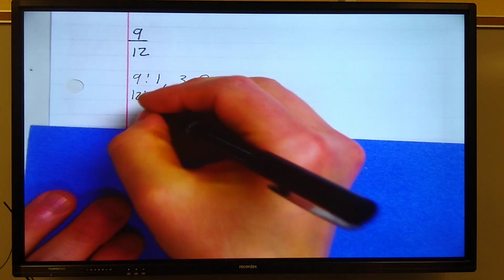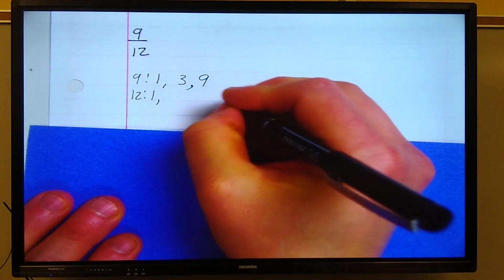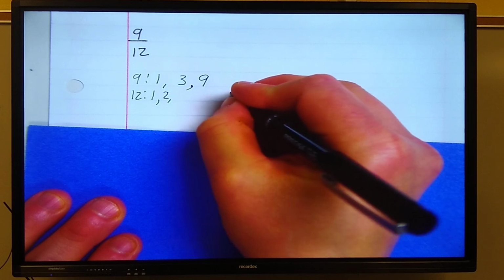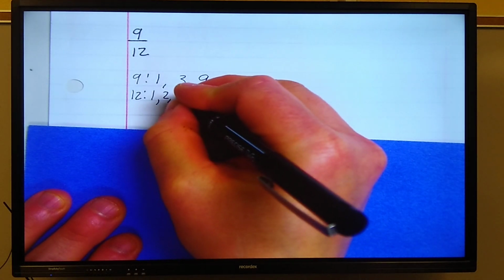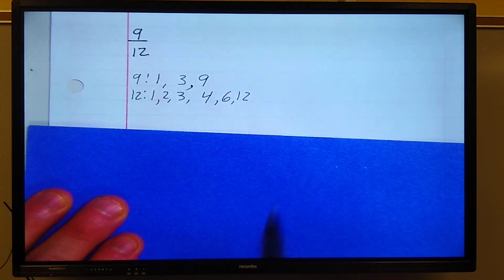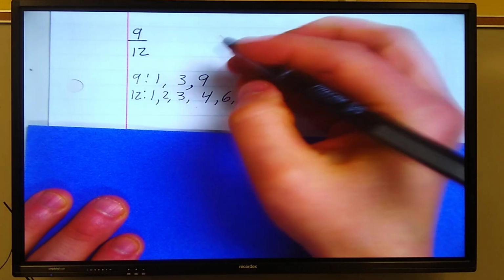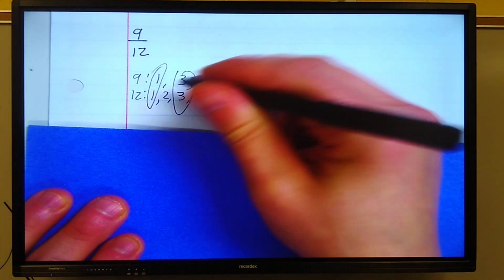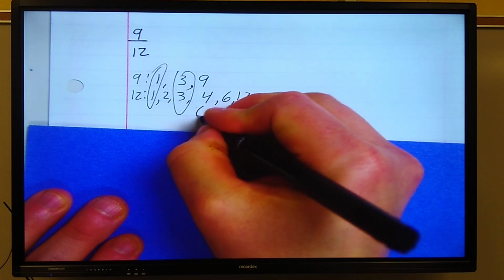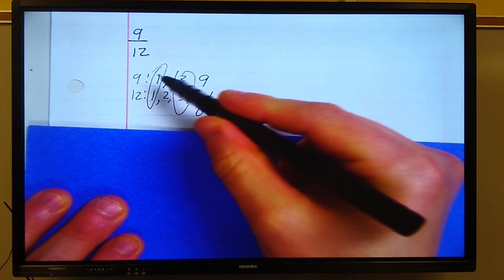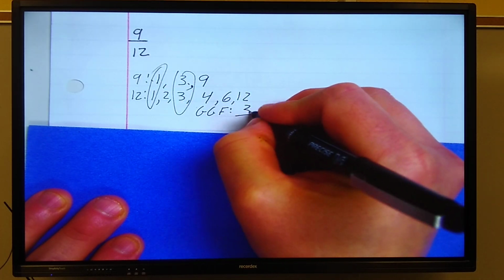All right, now times for 12. It has a few of them. 1 times 12 is 12. 2 times 6 is 12. 3 times 4 is 12. And that's it, because there's no numbers in between 3 and 4. Now I must find the common factors. You got 1, you got 3, and that's it. Now I must find the greatest common factor, the biggest factor that they have the same, and that is 3.